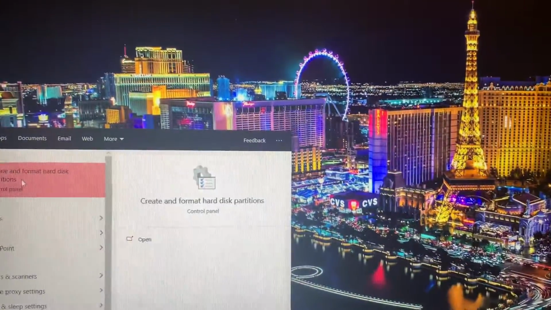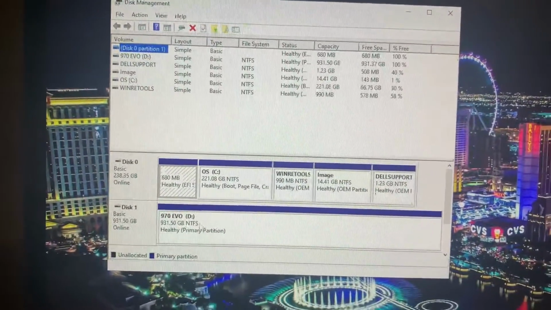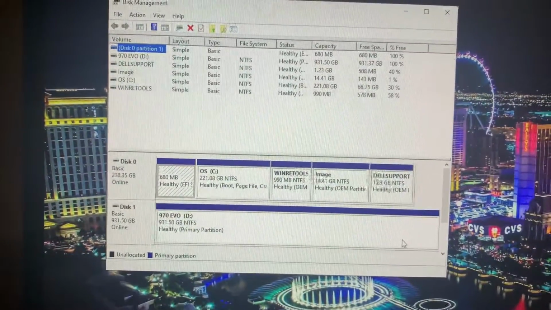what I did last time, partitions. And it showed up, no problem. It was right there.